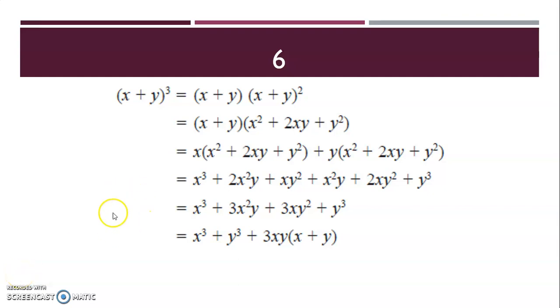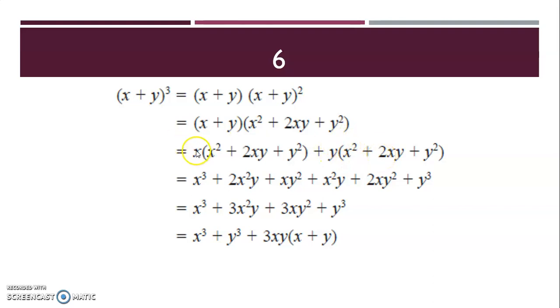So the sixth identity would be (x + y)³. (x + y)³ is (x + y)(x + y)(x + y). So that can be written as (x + y) times (x + y)². When I expand (x + y)², I get x² + 2xy + y². So this is x times (x + y)² plus y times (x + y)².